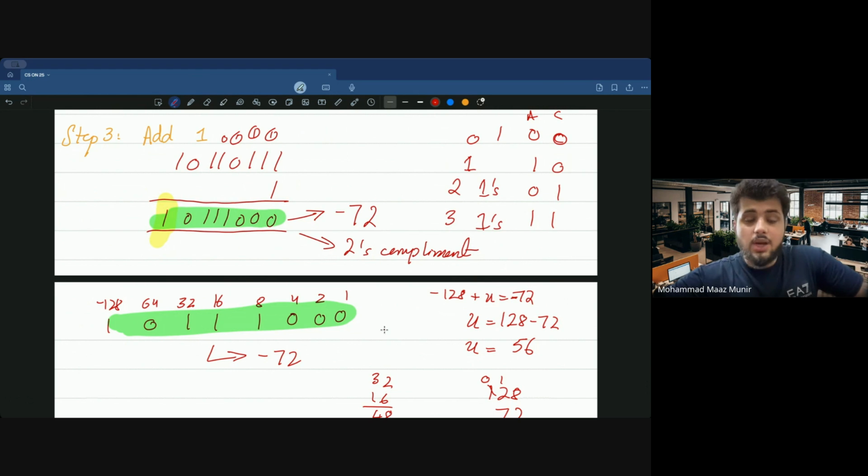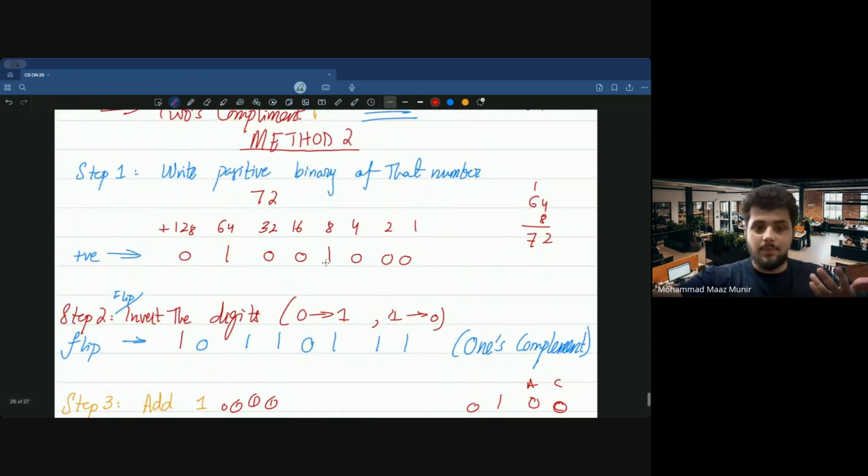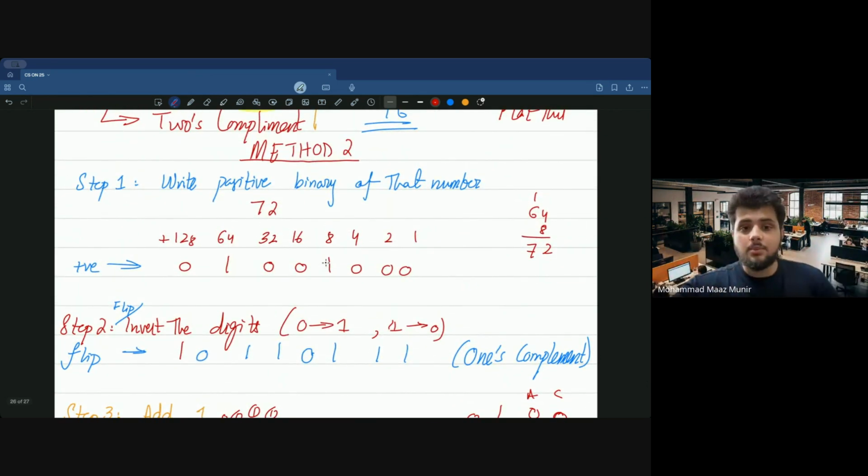Not at all. You guys won't be having a lot of time in your exam, but it's important that you go with the method which you find easier. Now, for someone like me, I personally like the method number 2. Why did I like method number 2? Because it's easier to plot positive numbers, and then it's easy 72 binaries, and then I'm going to just flip it, and then I will be adding 1.